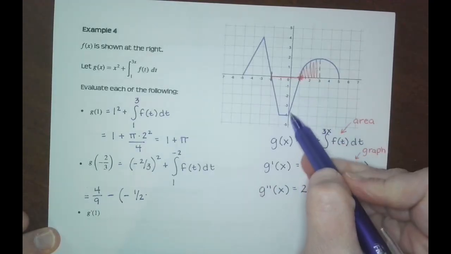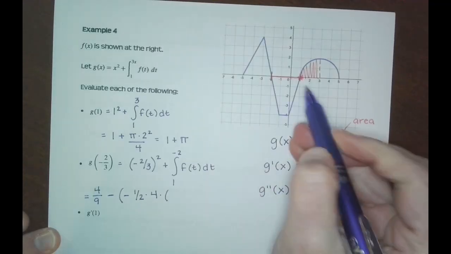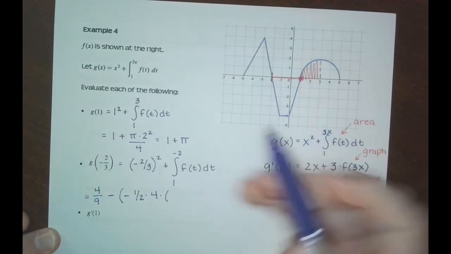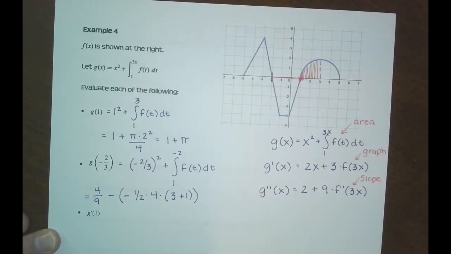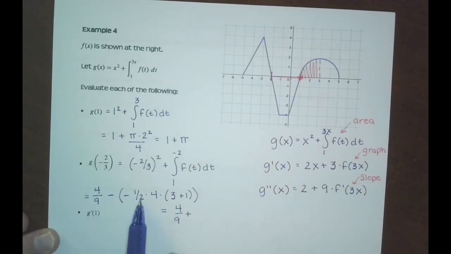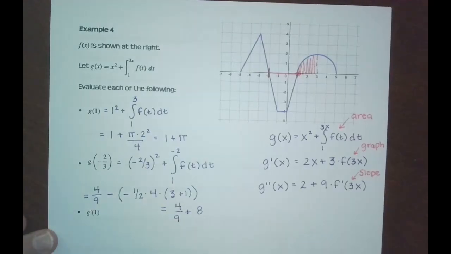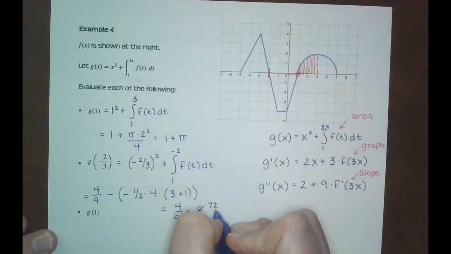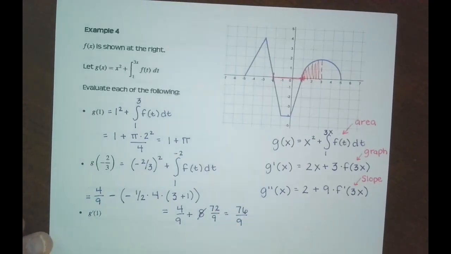The height of my trapezoid is up and down here, so this has a height of 4. And then my bases, this has a length of 3, and this has a length of 1. Okay, and so then as a final answer here, I'm going to have 4/9 plus, because of that double negative, this will really just be a 2 times a 4, so that's an 8. If I really wanted to clean this up some, what's 8? 72 over 9 if I multiply by 9 there. So then my final answer here would be 76 over 9.